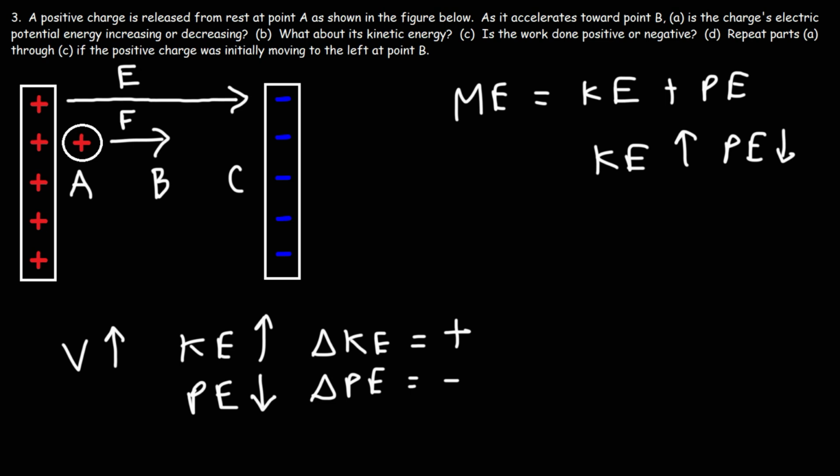Now, what about part C? Is the work done on this particular charge positive or negative? Work is equal to the change in kinetic energy. So if the change in kinetic energy is positive, the work done on this positive charge is also going to be positive.